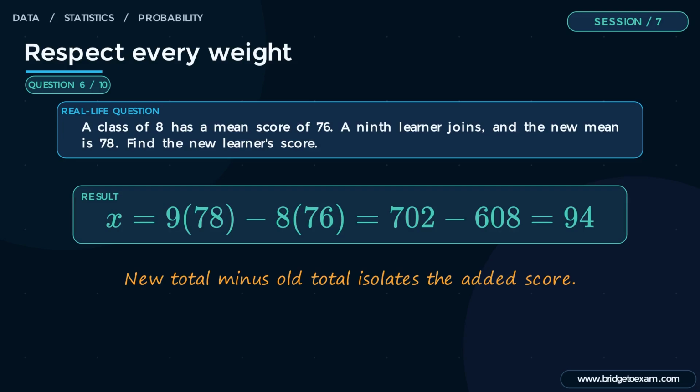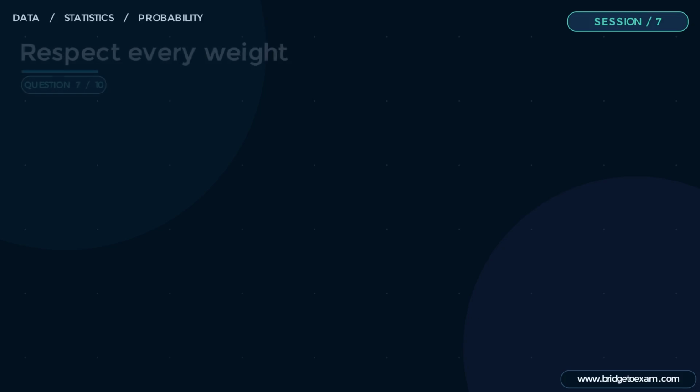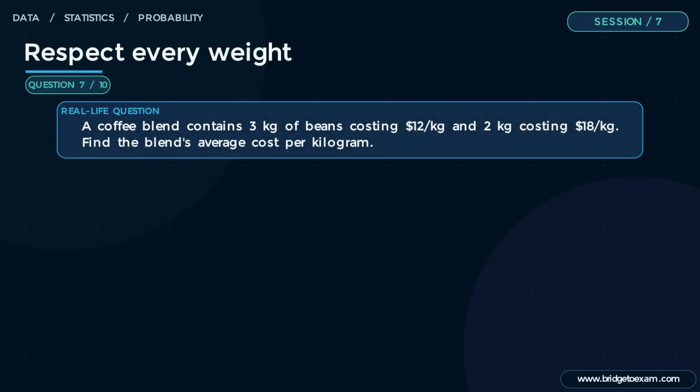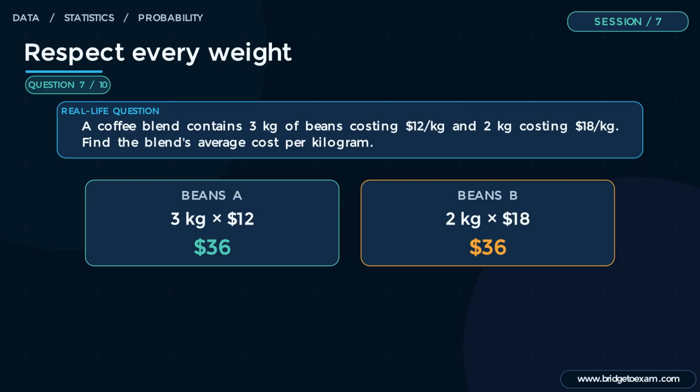This matters in real life because schools sometimes reconstruct individual records from updated aggregate reports. Example 7. A coffee blend contains 3 kilograms of beans costing $12/kg and 2 kilograms costing $18/kg. Find the blend's average cost per kilogram.